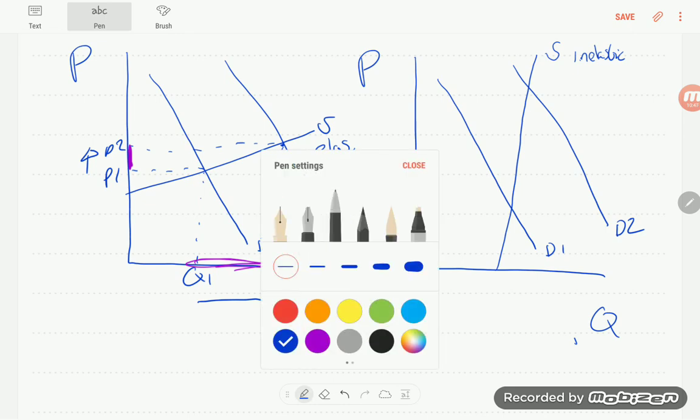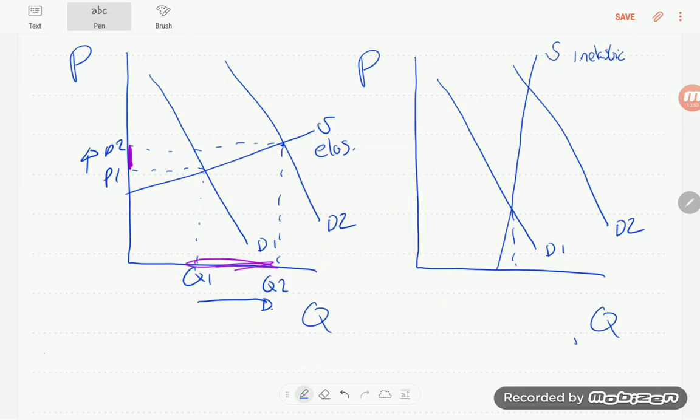And you can see when I mark the equilibriums on, Q1, Q2, P1, P2, that the change in price is massive compared to the increase in demand when supply is inelastic. So supply inelastic means a big increase in price. With supply elastic, it's a big increase in quantity.